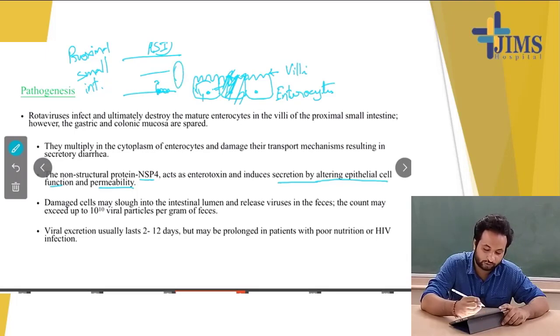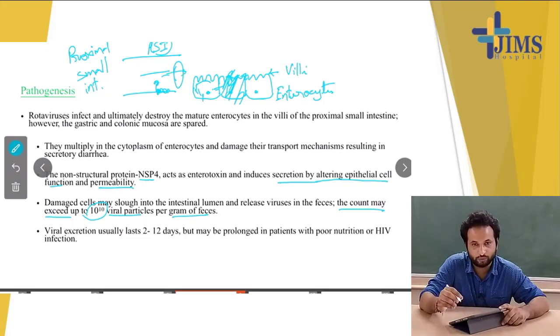Due to which these damaged cells are going to slough into the intestinal lumen. So this is your intestinal lumen, right? And release virus into the feces. The count may exceed up to 10 to the power 10 viral particles per gram of feces. So from here the virus and all the damaged cells are going to come out, go through your intestinal lumen and then be excreted as feces.